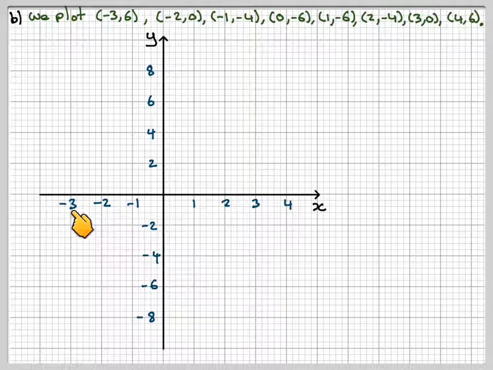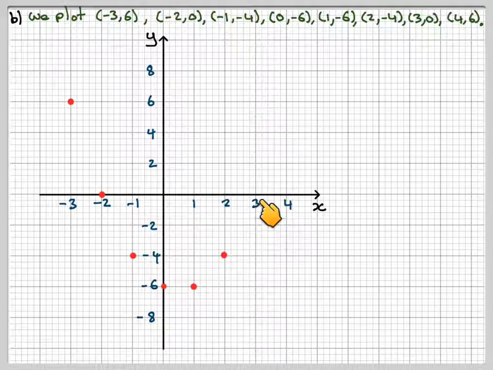So minus 3, x first, 6, that's that point there. Minus 2, 0 is that point there. Minus 1, minus 4, which is that point there. 0, minus 6, which is that point there. 1, minus 6, which again is that point there. Okay, 2, minus 4 is that point there.